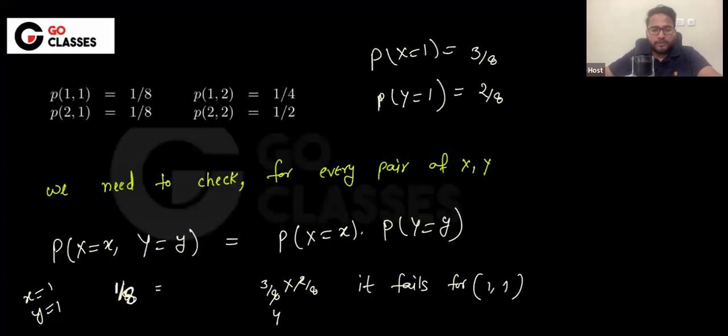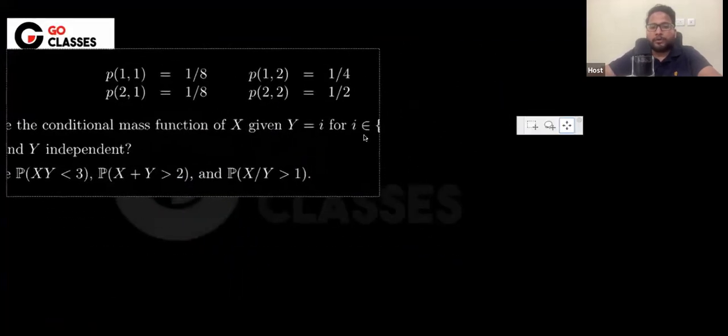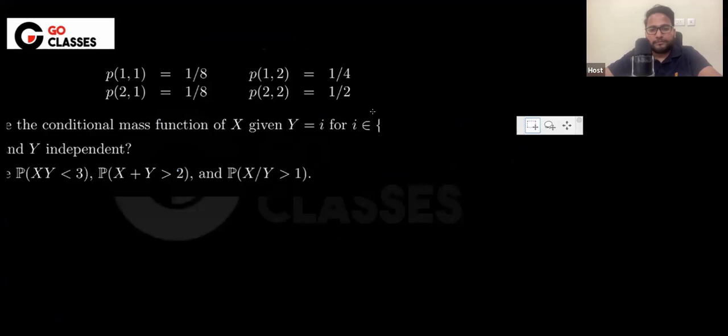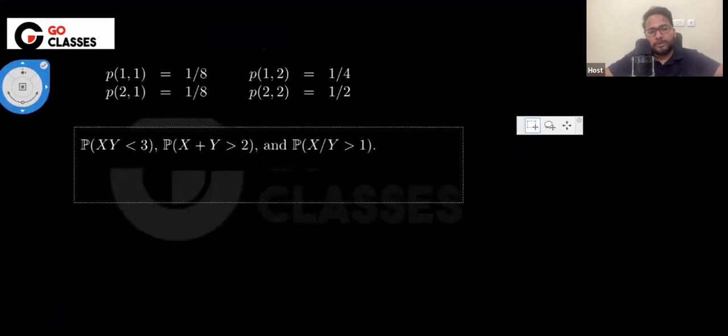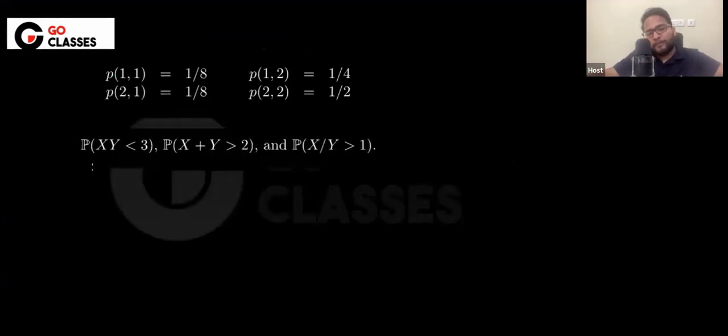So let's just go to the next page. How to compute these terms? What do you think? We need to compute these terms. So when will the product xy be less than 3?